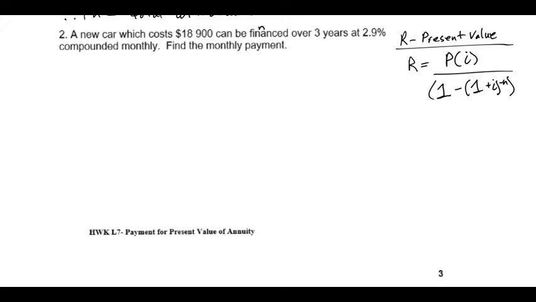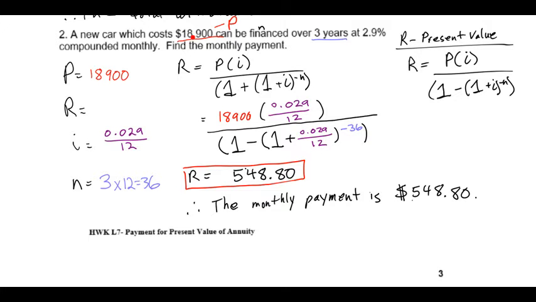Punching this into your calculator, you get your R value to be 548.80. We identified P, we identified 3 years, it was monthly payments, and our interest rate was 0.029 divided by 12, and we're done. Your homework is part of the package that's online.